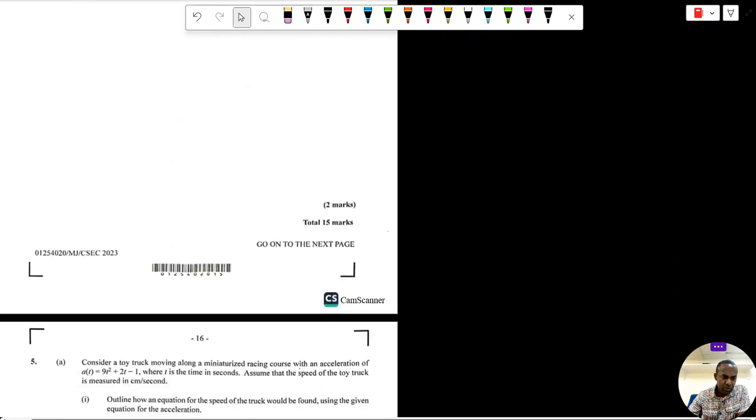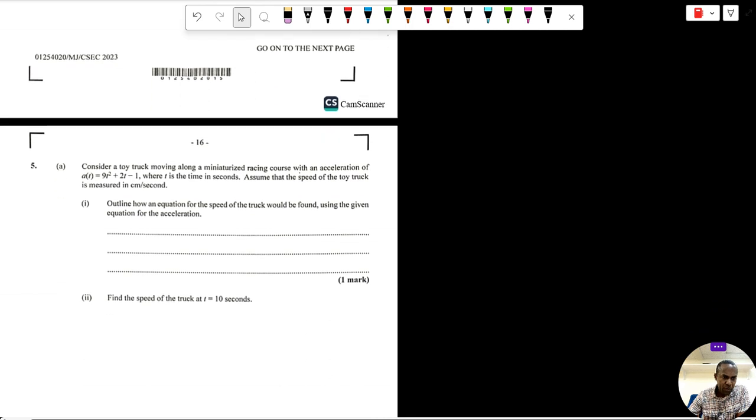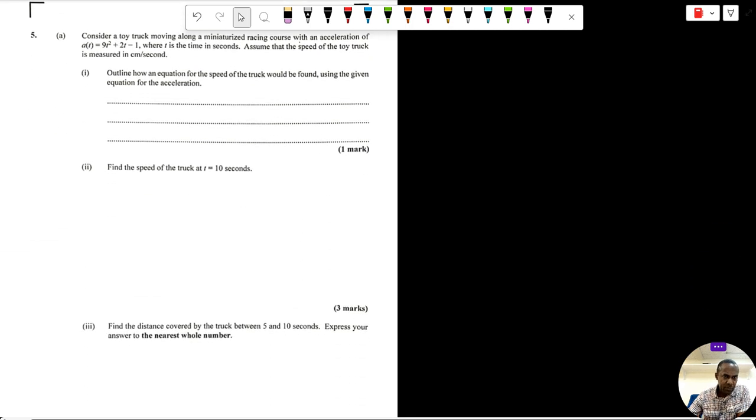All right, so that was question 4. Now, let's look at question 5. Question 5 says, consider a toy truck moving along a miniaturized racing course with an acceleration of a of t equals 9t squared plus 2t minus 1, where t is the time in seconds. Assume that the speed of the toy truck is measured in centimeters per second.